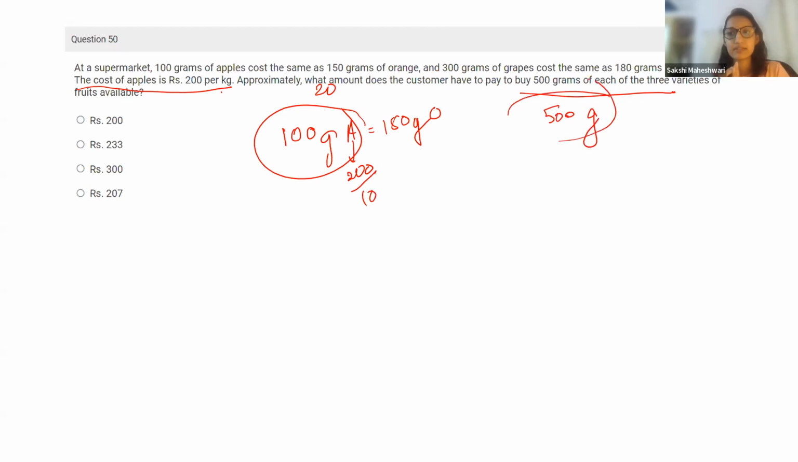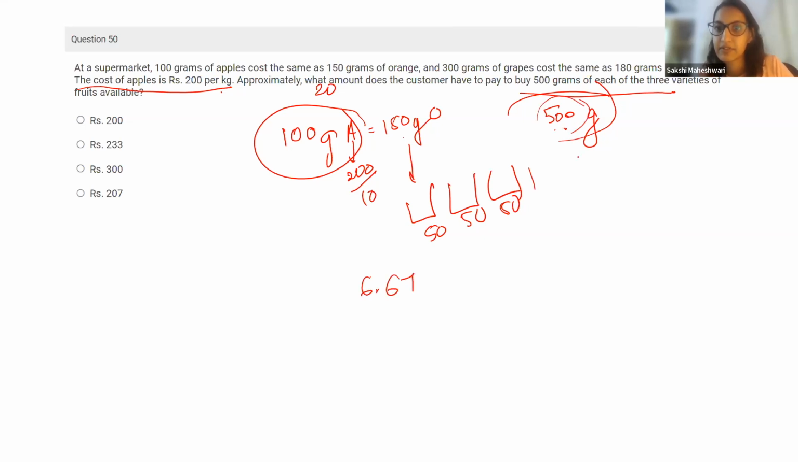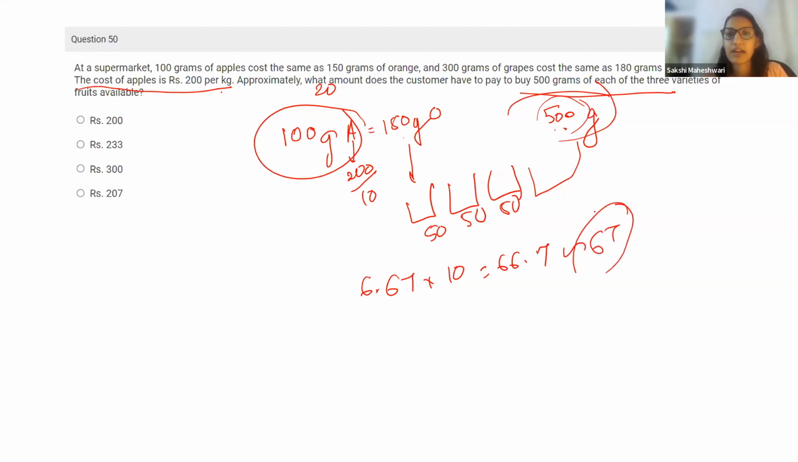So for this question, guys, you just have to simplify your calculations. See, this is also a multiple of 50, this is also a multiple of 50. So let's break it down into 3 baskets of oranges of 50 grams each. So 3 baskets cost rupees 20. That means each basket will cost rupees 6.67 and I need 10 baskets, right? 50, 50, 50 for 500. So this will be into 10. That will be 66.7 or around 67 since we don't have any decimals here. Are you getting it? Is it fine?